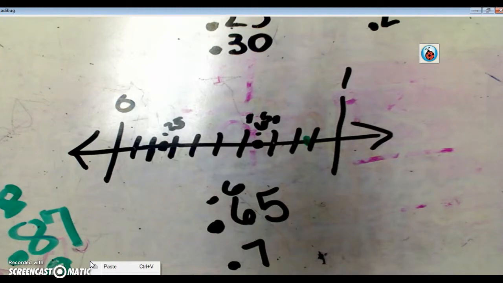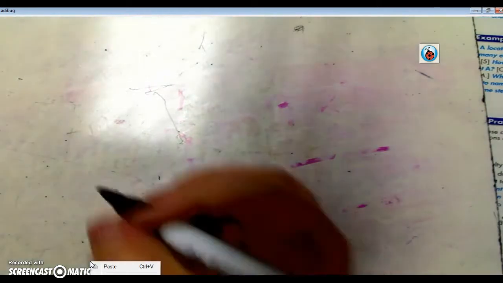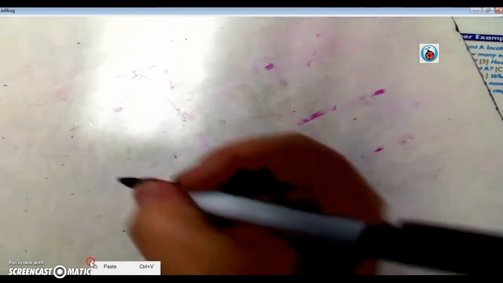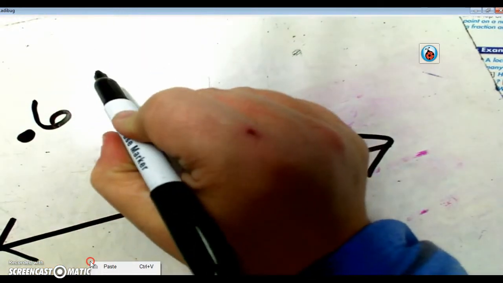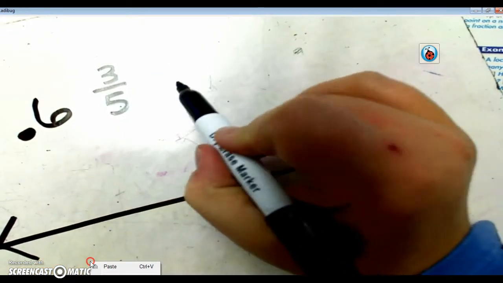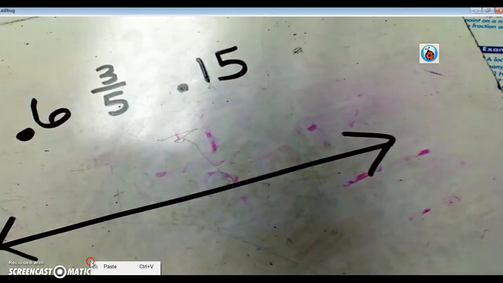Good? All right. Very quickly, and then I know DI has to leave. So my last question for you is, what if I'm given a mixture of fractions and decimals, but I have to plot them all on the same number line? Okay? So what if I give you 0.6, I give you 3/5, and I give you 0.15? Okay?